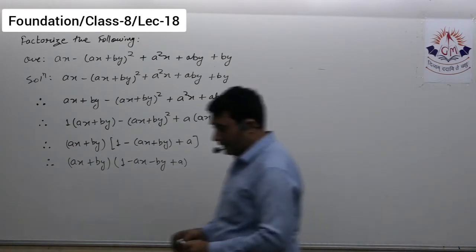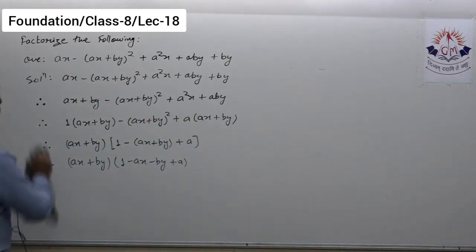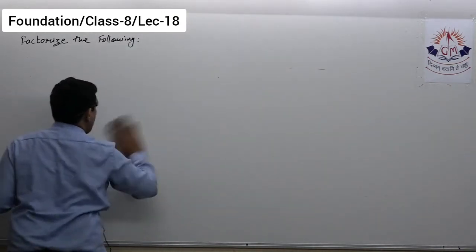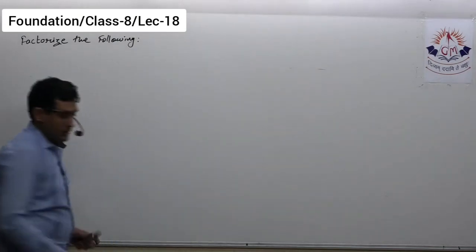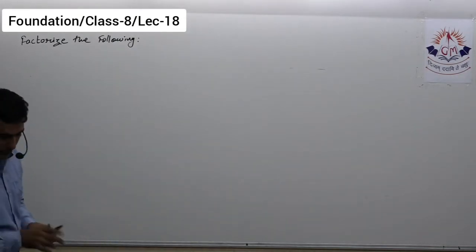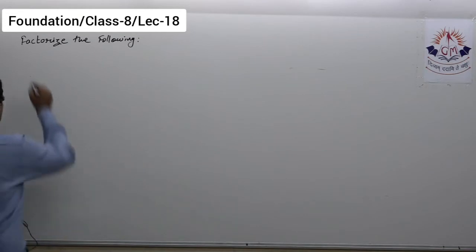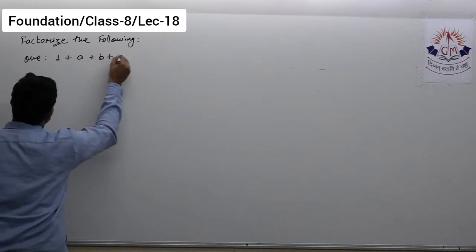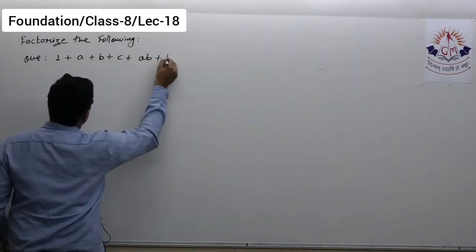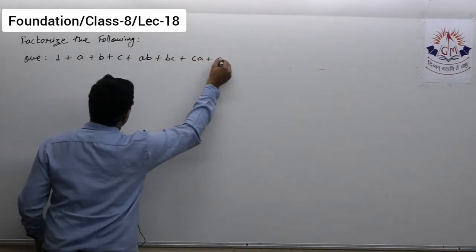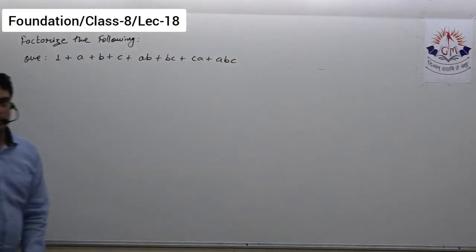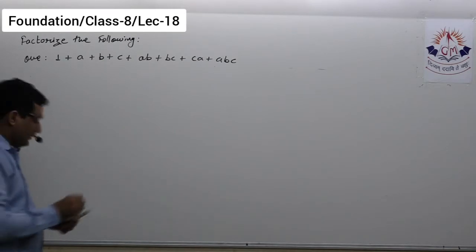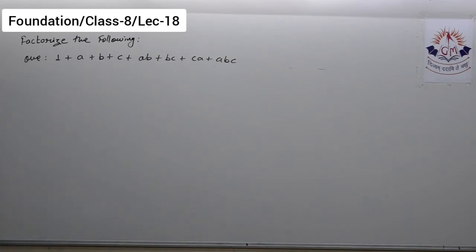Okay, now we will see the next question. Next question is 1 plus a plus b plus c plus ab plus bc plus ca plus abc. Think about how you will get the factors of this. So many terms are there, so try to find the factors.